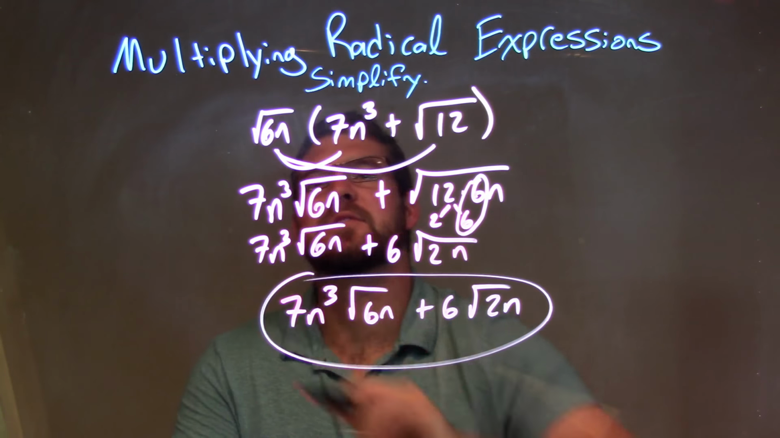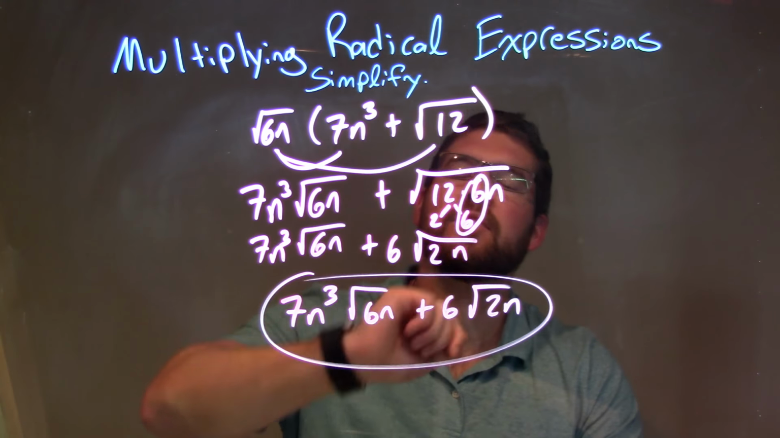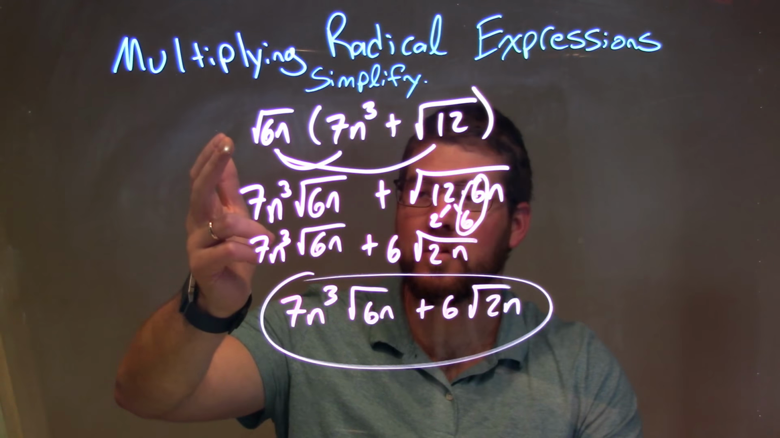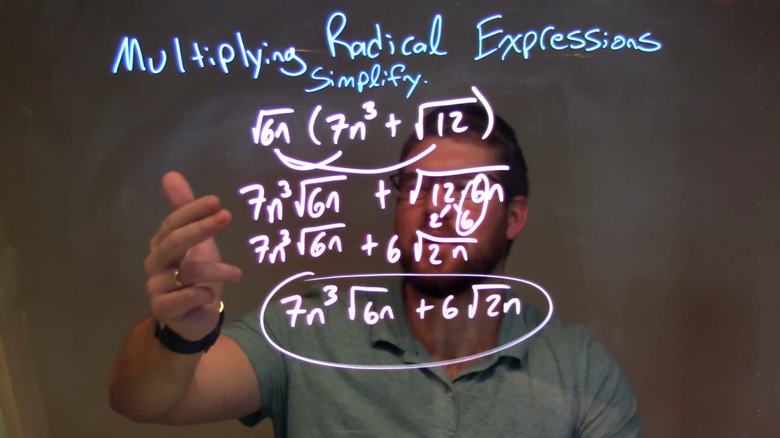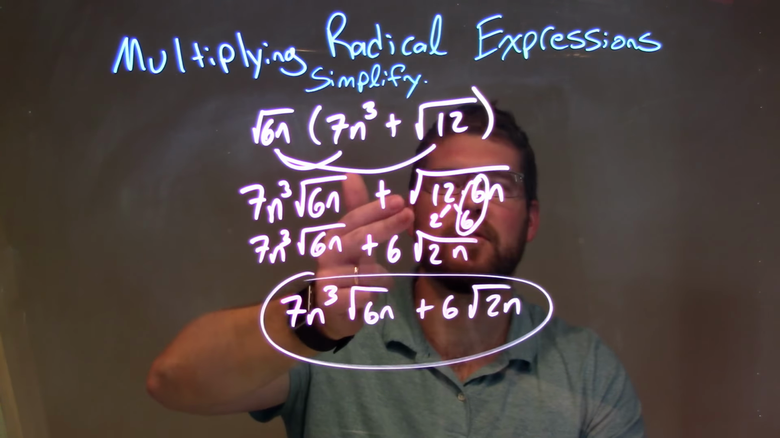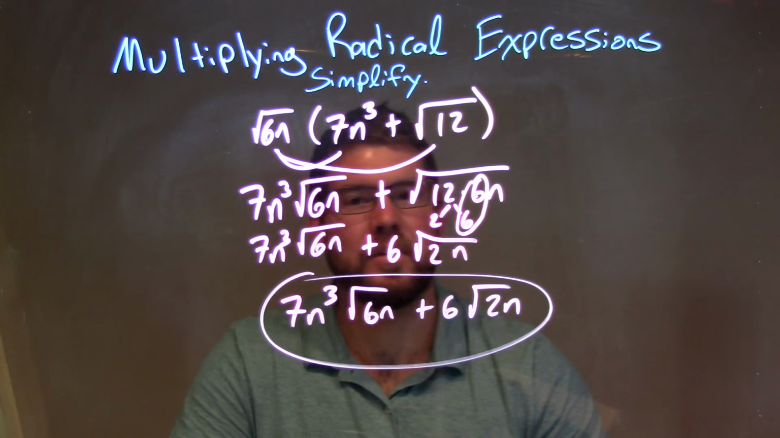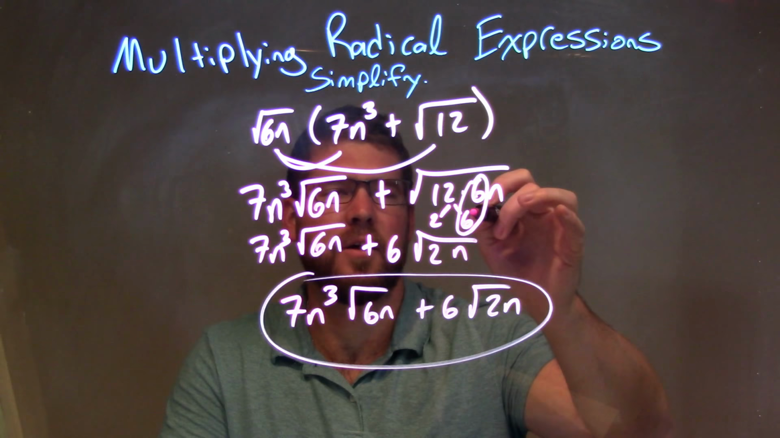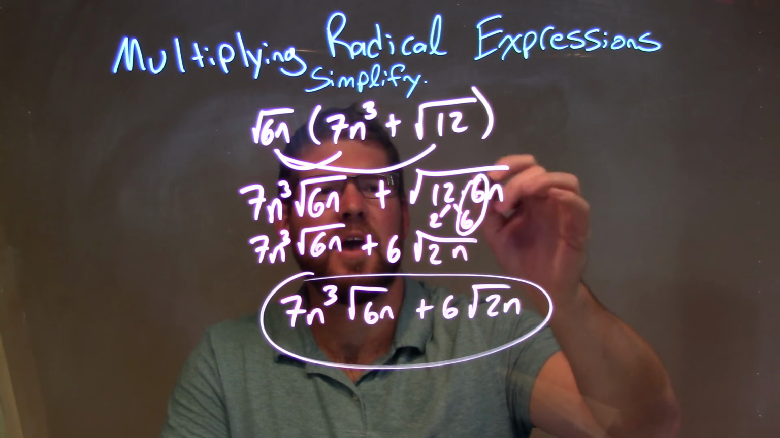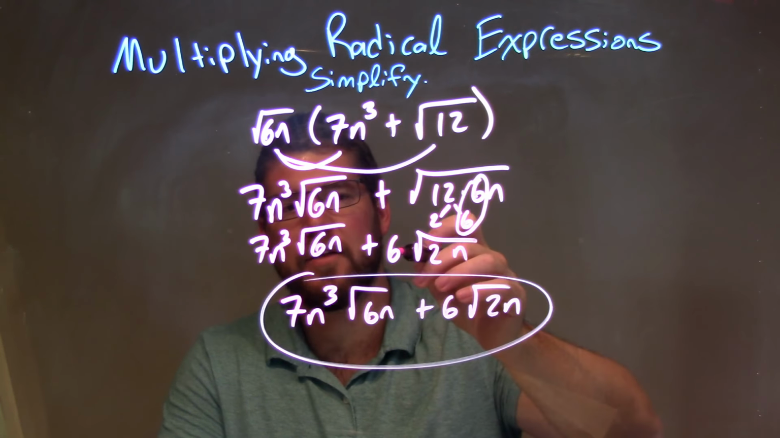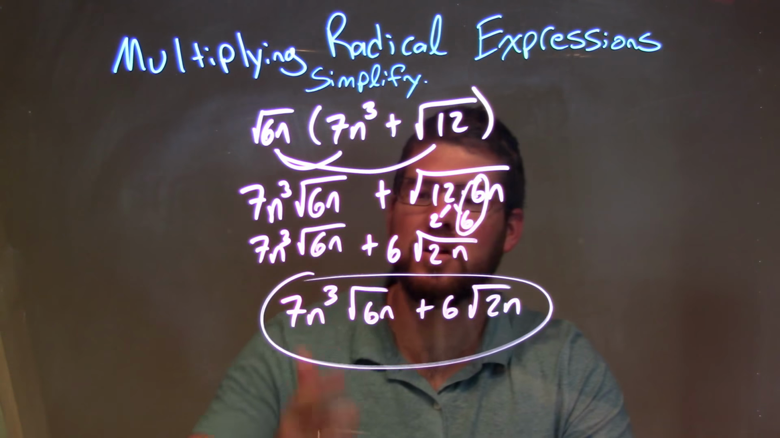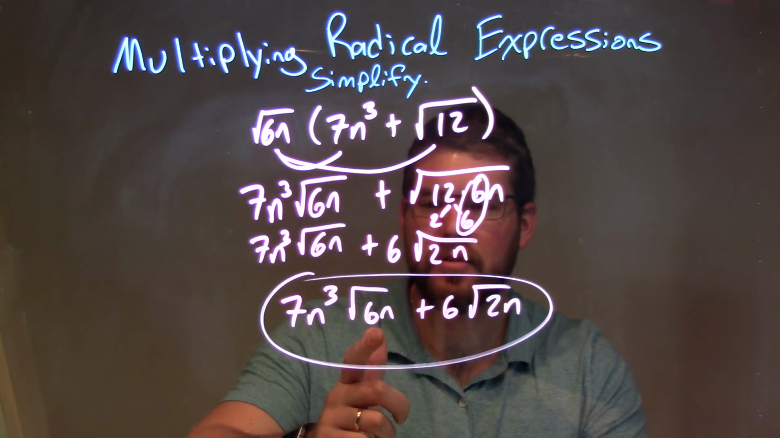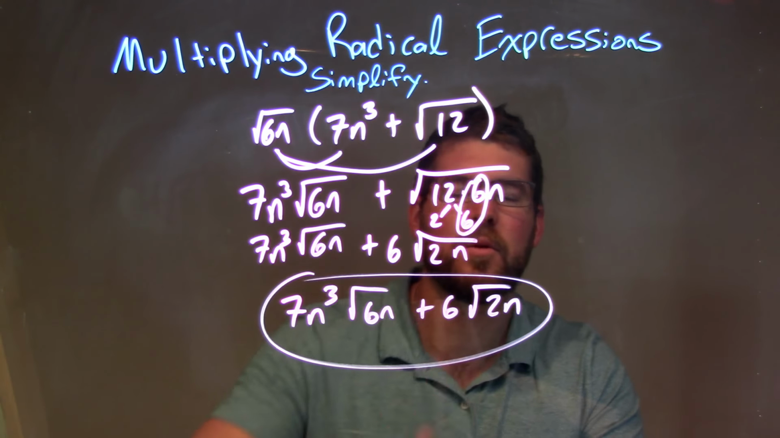So let's recap. We're given the square root of 6n times 7n to the third plus the square root of 12. I distributed the square root of 6n to both parts, giving me 7n to the third times the square root of 6n plus the square root of 12 times 6n. Then from there, I broke down the 12 to be 2 times 6, and I circled my pair of 6s. Brought that to the outside to get me my final answer here of just 7n to the third times the square root of 6n plus 6 times the square root of 2n.